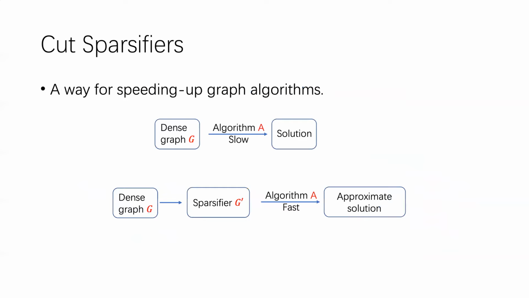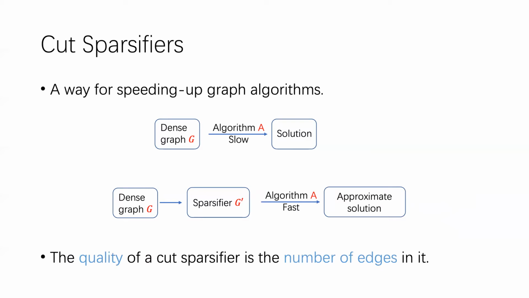Cut sparsifiers are usually used as a way to improve the performance of graph algorithms. So imagine the following scenario. Suppose we have an algorithm A that solves a graph problem, but it is very slow running on a dense graph. In this case, maybe we can first compute a sparsifier G prime and run algorithm A on G prime, which uses less time, and get an approximate solution. The quality of a cut sparsifier is the number of edges in it.